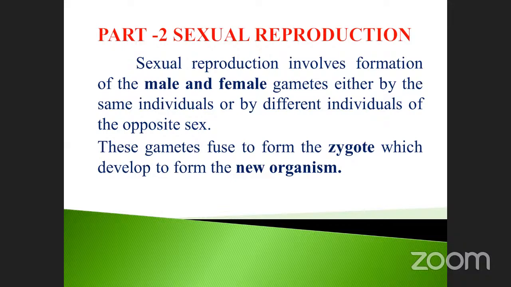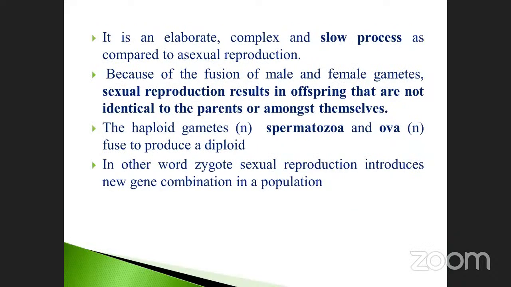So the human body is haplodiplontic in nature in reproduction. These gametes fuse to form the zygote, which is a 2N stage, which develops to form a new organism that is also diploid in nature. This is called sexual reproduction. It is an elaborate, complex and slow process compared to asexual reproduction. Already I told you, in asexual reproduction the offspring are produced very fast, in a very short period.